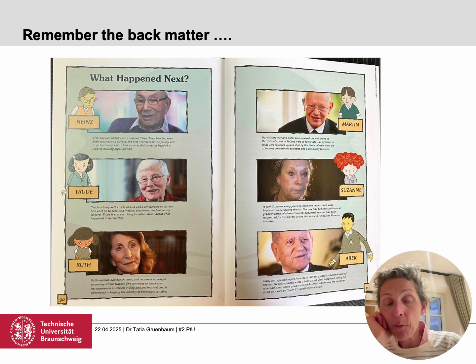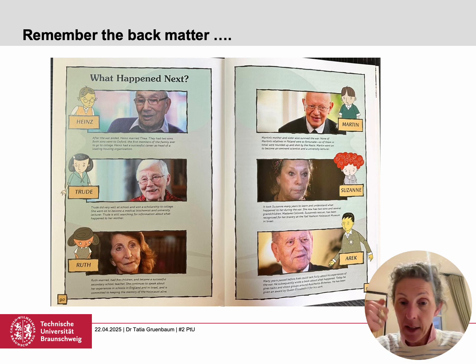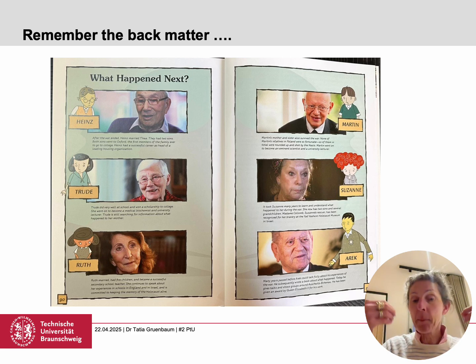Now, remember last time when we spoke about the back matter, and I mentioned that in visual Holocaust children's literature, the back matter was really quite important because often we had additional information. We might have a glossary, we might have notes from the author, extra information. And in this graphic novel, this really is the case. So we have got what happened next. So this is very interesting. We've got the 6 characters, so you can see how they were depicted. And then we have got a little short summary of what happened to them.